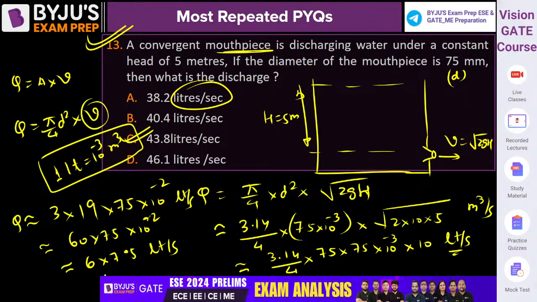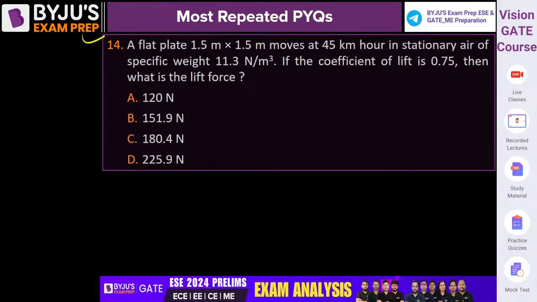6 into 7.5. It will be around 45. Less than 6 into 75. So it will be less than 45. It will be slightly less than 45. So the answer will be 43.8. Right? Question number 14.